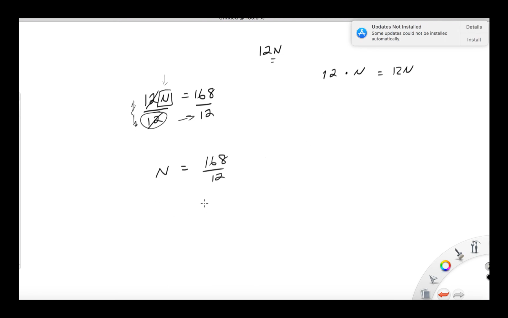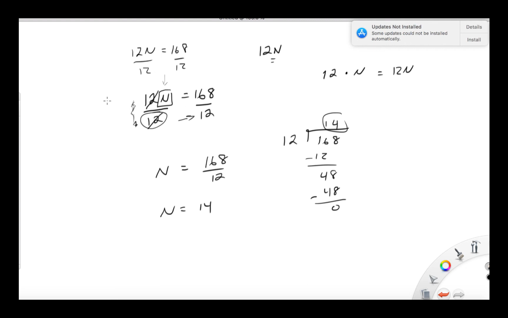Well, you know what that really means. That means a division problem. 12 divided into 168 goes into it one time. We get 48 and 4 times, which is 48 minus, that gives us 0, so our answer is n equals 14. So when you see a multiplication problem like this, 12n equals 168, again, we divide both sides, cancel these out, and we're left with n.